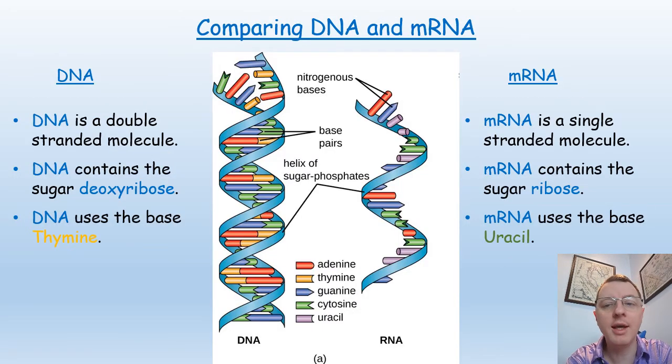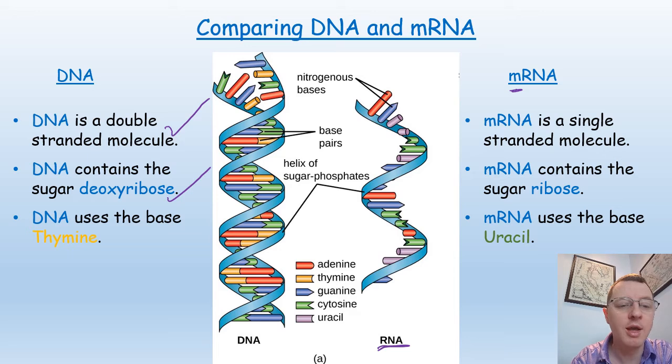So how does DNA compare to RNA? In this diagram in front of you, you can see that the RNA molecule is in fact messenger RNA. However, the same rules apply to the other form of RNA, transfer RNA. DNA is a double-stranded molecule. The sugar phosphate backbones of DNA contain the sugar deoxyribose, and along with the normal bases adenine, guanine, cytosine, DNA uses the base thymine.